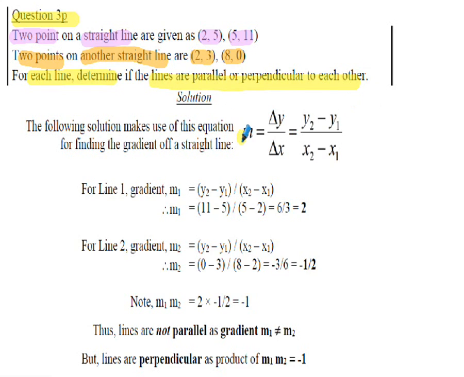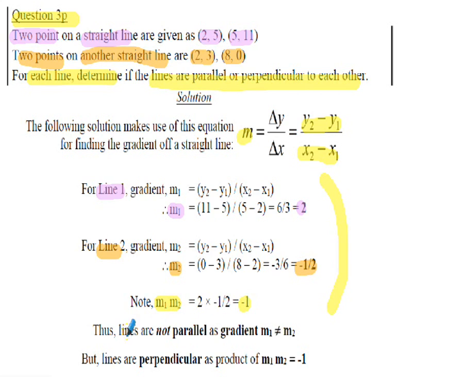So in the solution, again make use of the equation m is equal to y2 minus y1 over x2 minus x1. I'll let you work through the number crunching, a very similar approach to question 2p. What you should find is for line 1 the gradient m1 is 2, and for line 2 the gradient m2 is -0.5. Multiplying the gradients together you'll get -1.